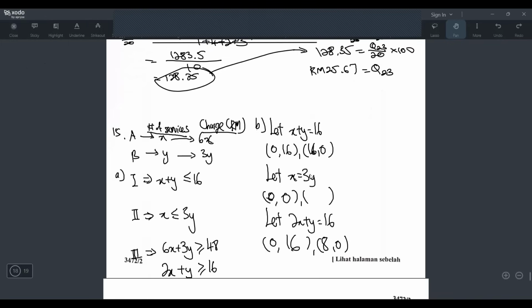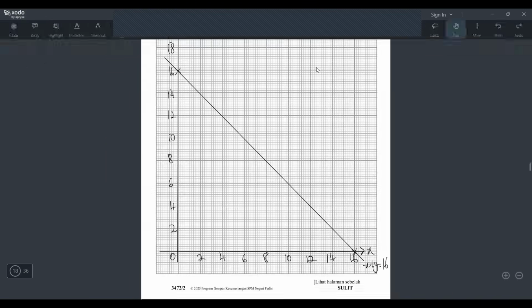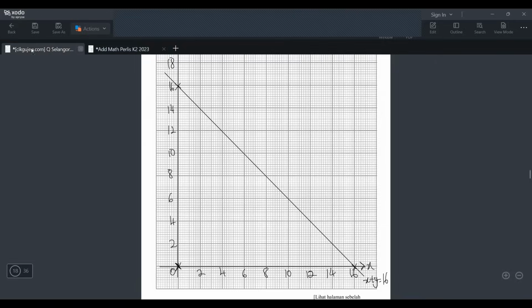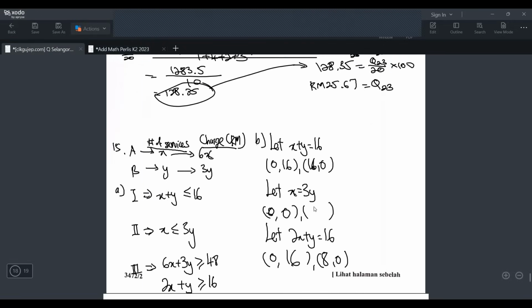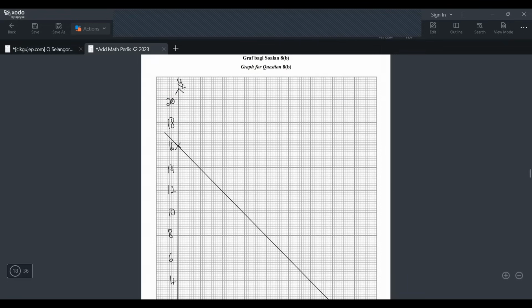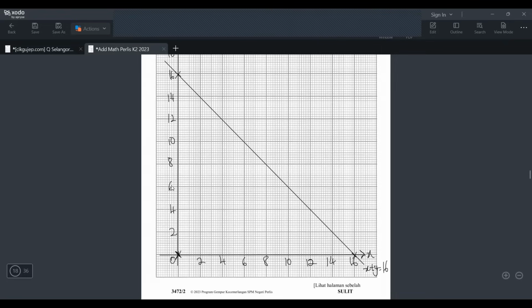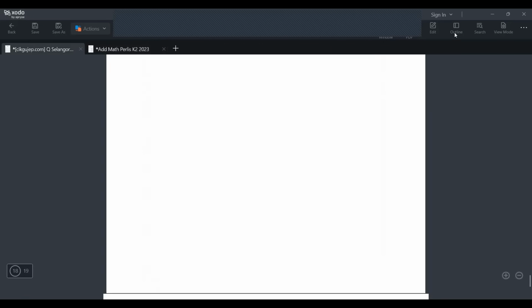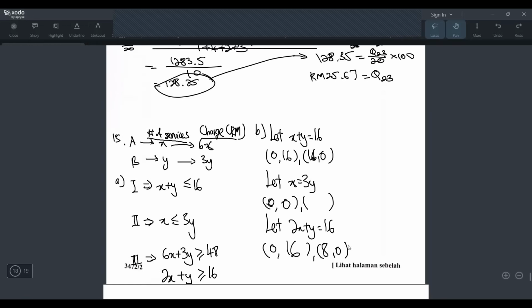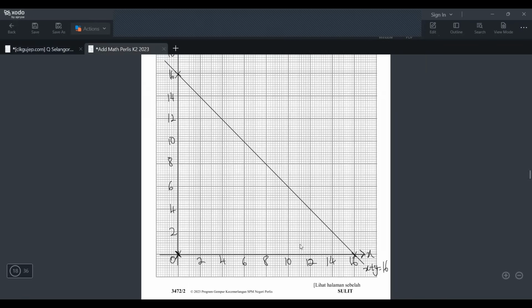The next line is x equals 3y. The first point is 0, 0, so let's plot 0, 0. The other point I haven't found yet. The reason why I erased just now is because the point repeats. So now we can think about what point we want to use here, but we have to make sure x is equal to 3y. You can try to sub y equals 4. When you sub y equals 4, then 4 times 3, the x will be 12. Then you can plot x equals 12.